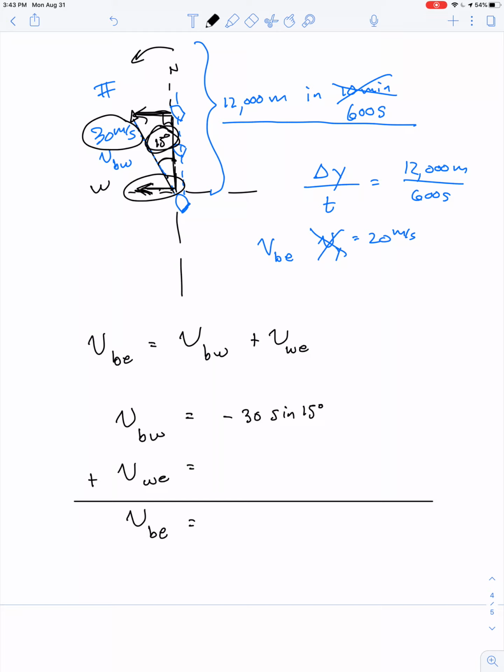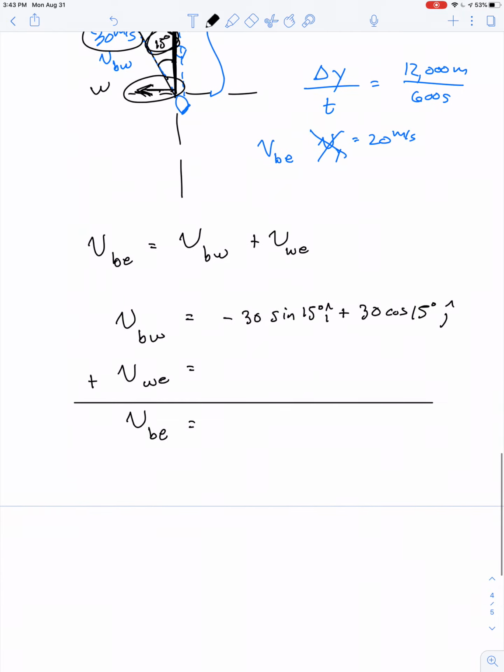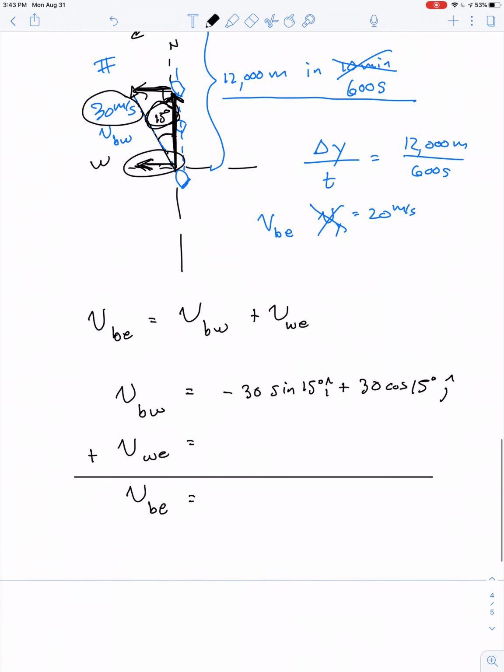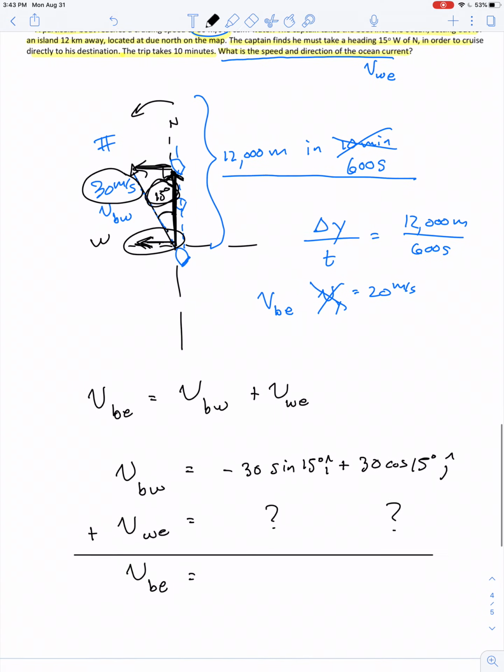And then the component along the north-south axis is adjacent to the 15 degrees and points in the positive direction. So plus 30 cosine of 15 degrees. Oh, sorry, I forgot my j hats and my i hats. The velocity of the wind with respect to the Earth, well, that's the question at hand, right? We don't know anything about this one.